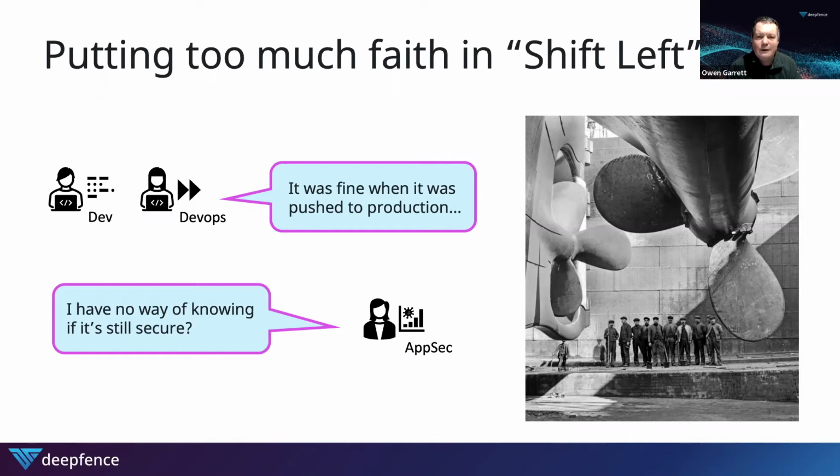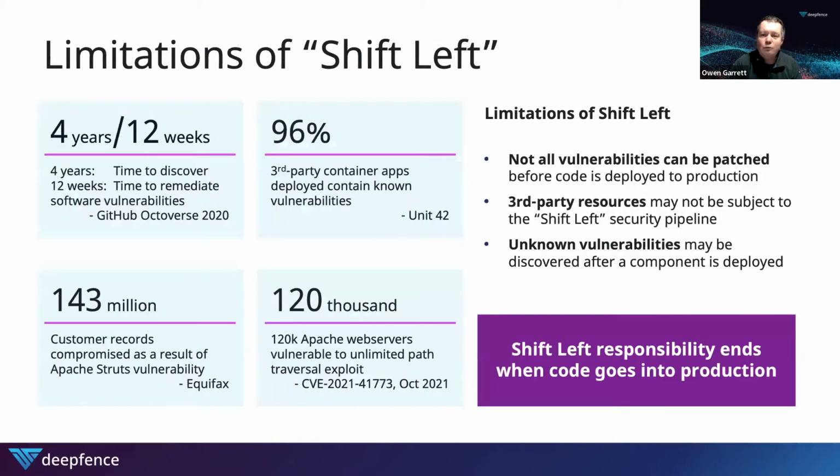This was a little bit of a Shift Left problem. And if you speak to anybody in Northern Ireland, there's immense pride about what happened, the quality of the engineering, the quality of the ship that was built. And any Northern Irish citizen will tell you she was fine when she left us. This is the putting faith in Shift Left problem. The code was fine when it was pushed to production, but our AppSec teams are wondering, how do I know whether it's still secure? And these are real risks.